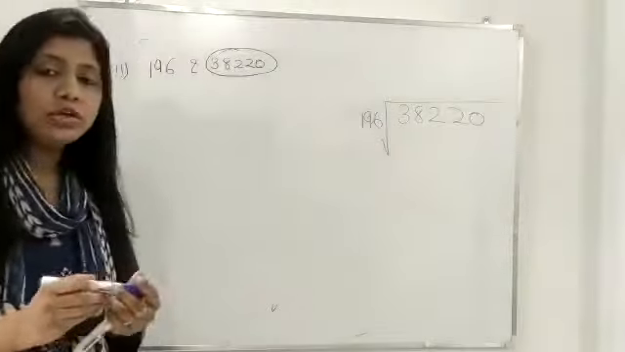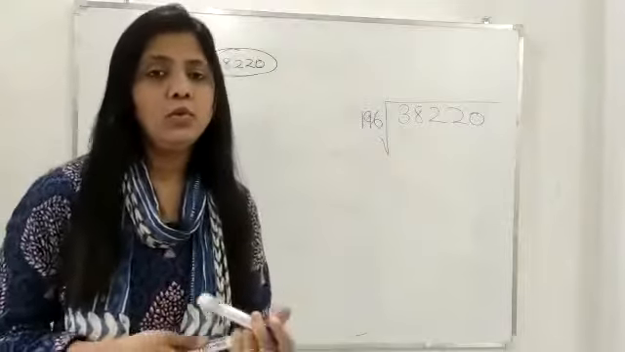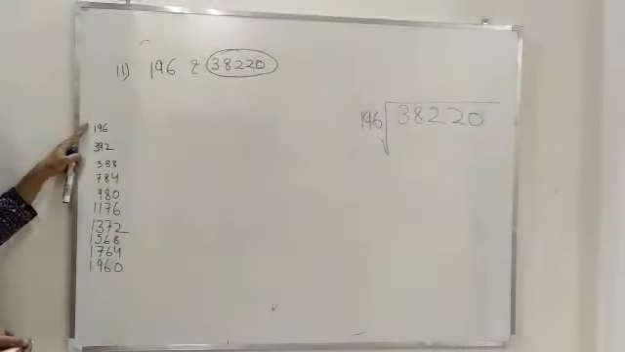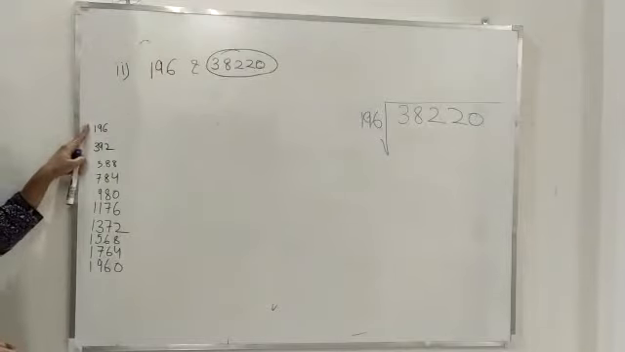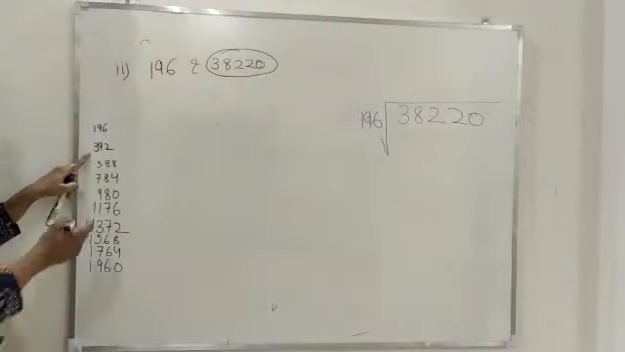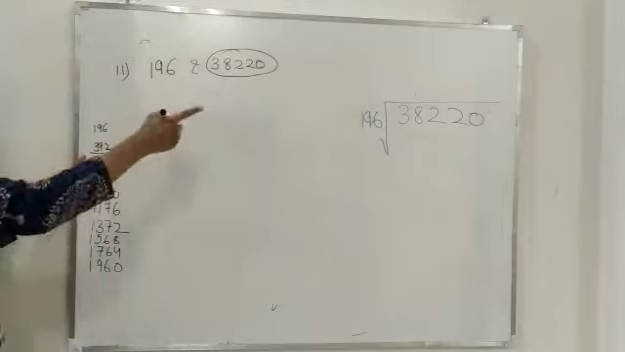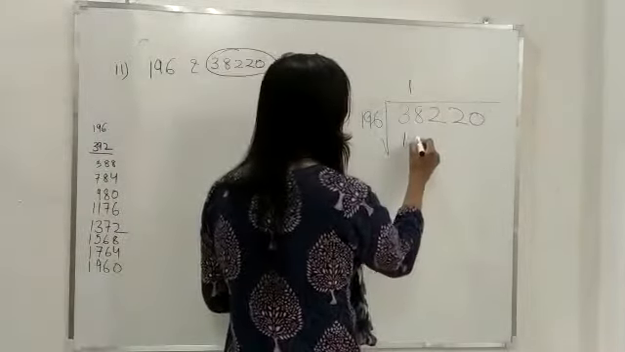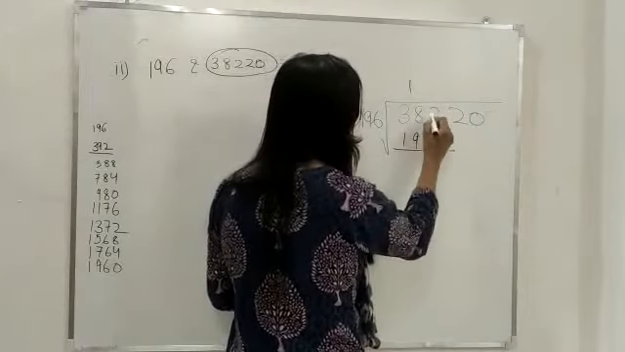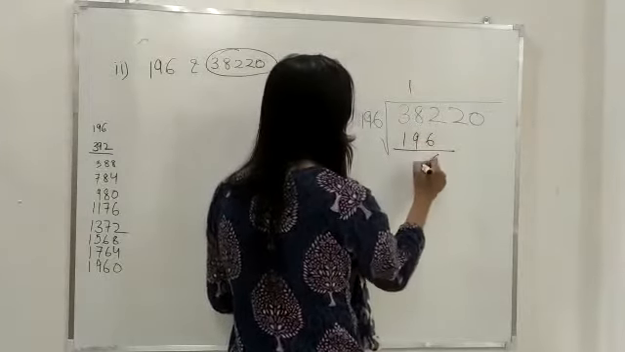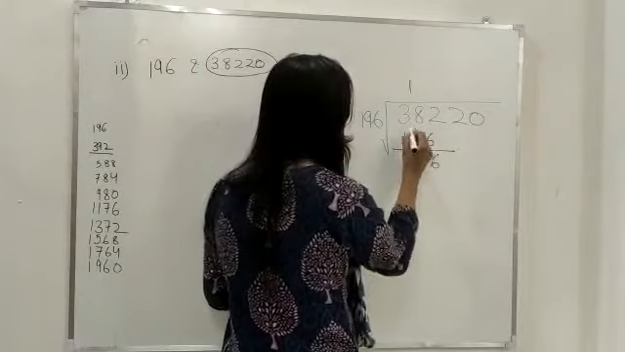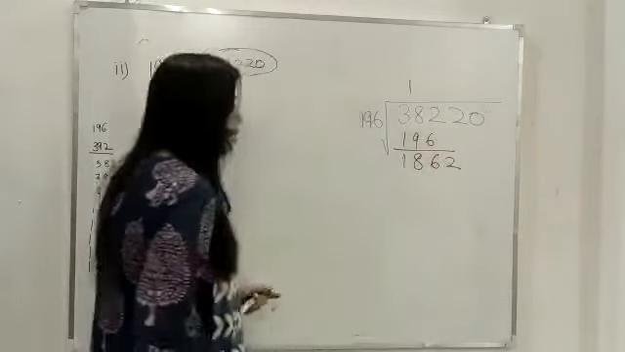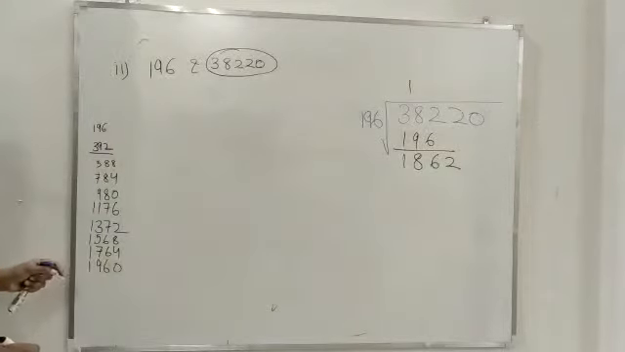So do you know the table of 196? No. So for simplicity I have written here the table of 196. So first of all it is 392. So I will write 196 times 196. So here I will get 6, 8, and here I will put 2 here. So now it is 1862.